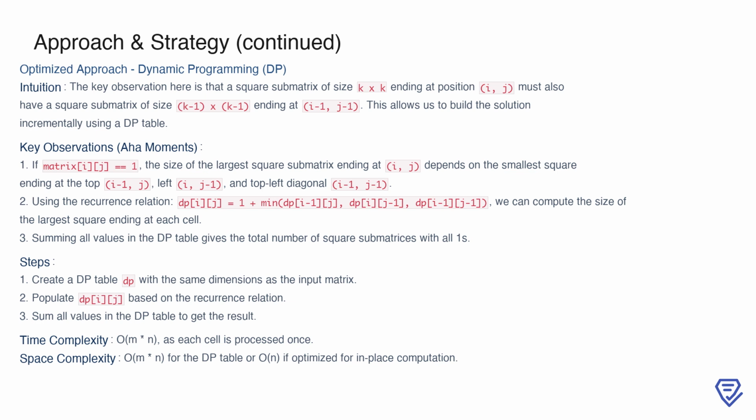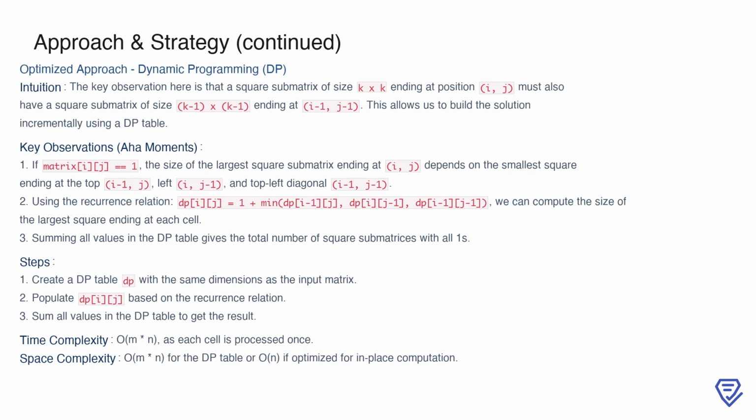The size of the largest square submatrix ending at any cell depends on the minimum size of squares ending at its top, left, and top-left diagonal neighbors, provided the cell itself contains a 1. Using the recurrence relation dp[i][j] = 1 + min(dp[i-1][j], dp[i][j-1], dp[i-1][j-1]), we can calculate the size of the largest square submatrix ending at each cell. The total count of all square submatrices is then obtained by summing up all the values in the dp table.